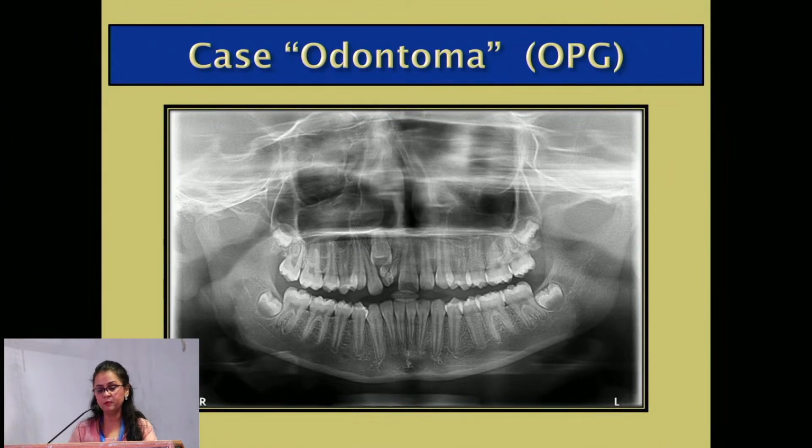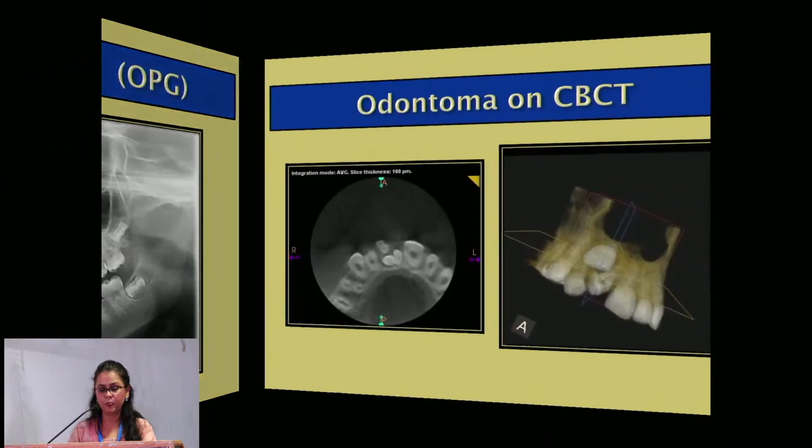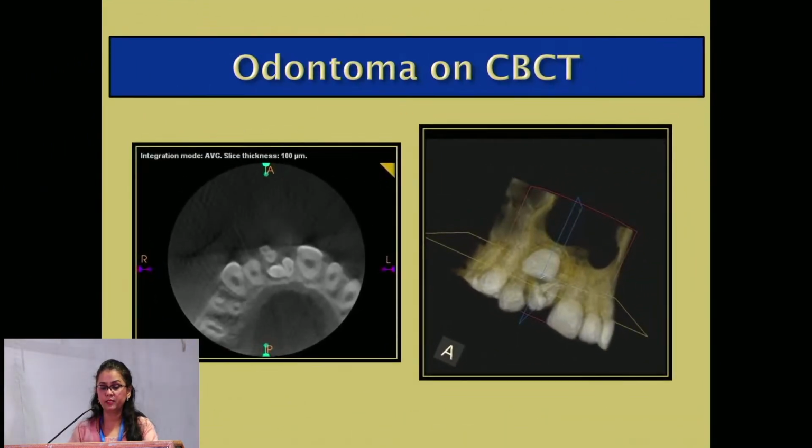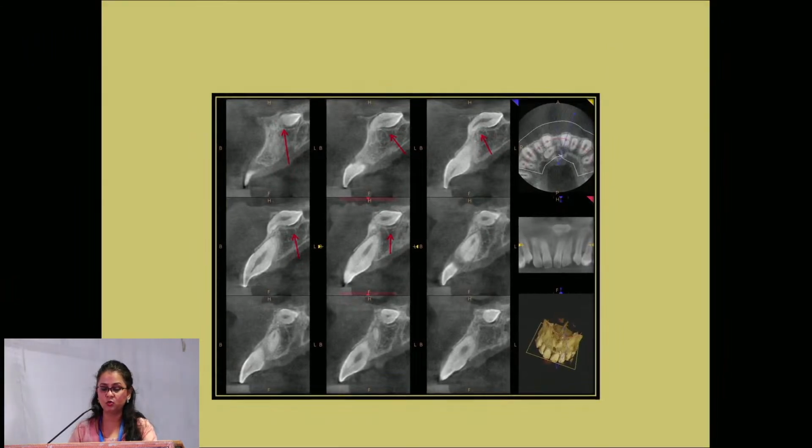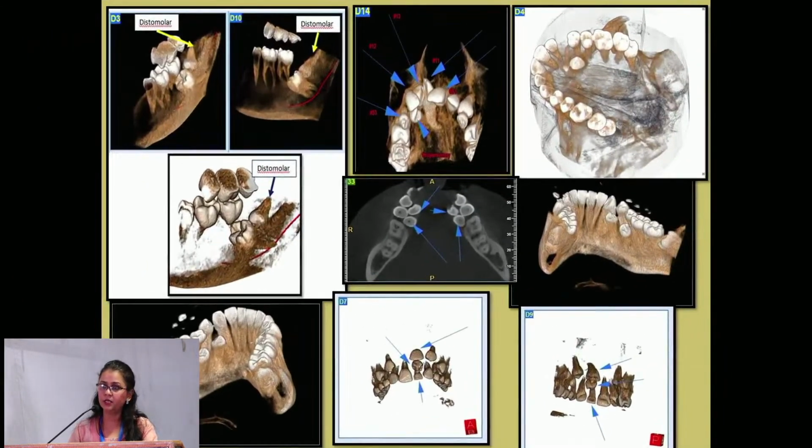A case of odontoma, and that is the reason why the tooth did not come into position. Whether it's a complex odontoma or a compound odontoma, the location of the various supernumeraries are indications for orthodontic purposes.